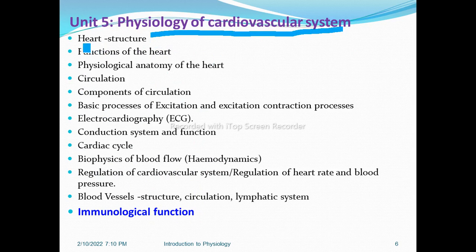And chapter 5 is about the physiology of the cardiovascular system. In this system we will see the structure and functions of the heart, physiological anatomy of the heart, circulation, components of the circulation, basic processes of excitation and excitation contraction, electrocardiography, conduction system and function, cardiac cycle, biophysics of blood flow or hemodynamics, regulation of the cardiovascular system, regulation of heart rate, blood pressure, blood vessels, structure of blood vessels, circulation and lymphatic system, and immunological function are also covered under this chapter.